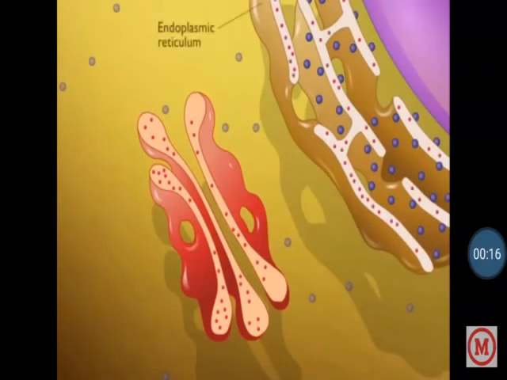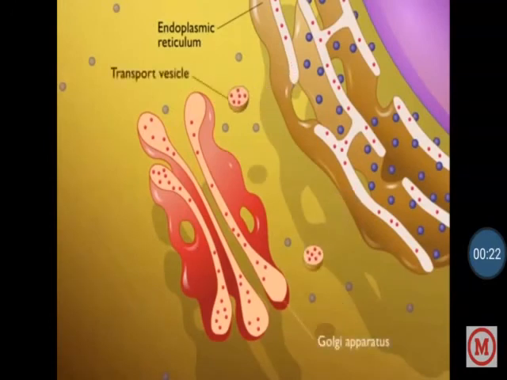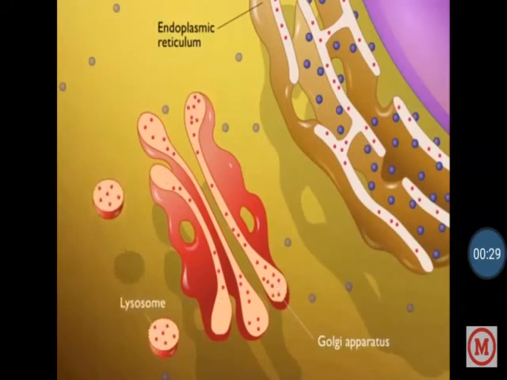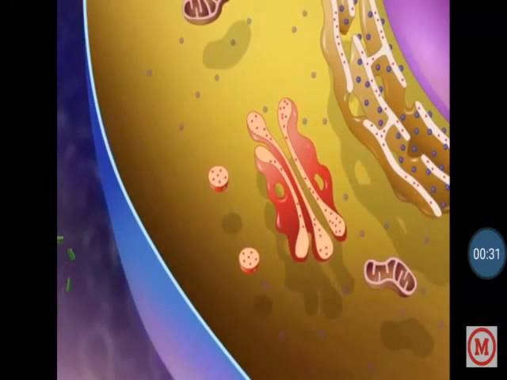Lysosomes are membrane-bound organelles, membrane-bound sacs filled with digestive enzymes, and these enzymes, which are basically proteins, are made from the rough endoplasmic reticulum, that is, ribosomes. Now these are the waste disposal systems of the cells, and they help to clean up the cell.